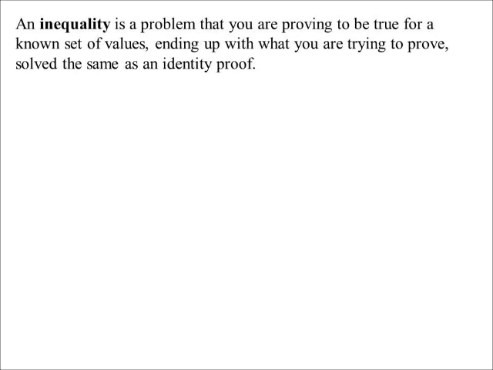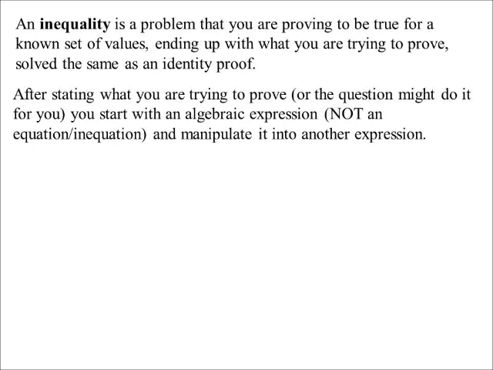You will end up with what we're trying to prove, and we solve it the same way as we do identity proofs. So how do we do it? Remember, it's not an equation. It's not an inequation. So you can't start by moving terms from side to side, because if you do that, you're assuming your statement is correct. But you're trying to prove it's correct. So you can't move things.